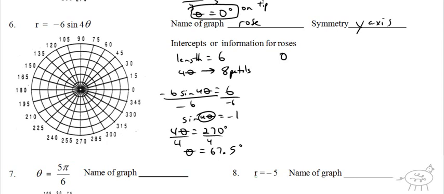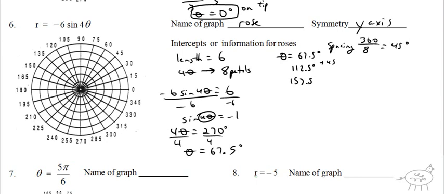Let's just do our thetas here. And the spacing is important. Since there are 8 petals, do you guys agree it's going to be 360 divided by 8, which is 45 degrees? That's the spacing between the petals. So our first theta is 67.5. If I add 45 to that, my next one comes out to be 112.5 degrees. And let's keep going.